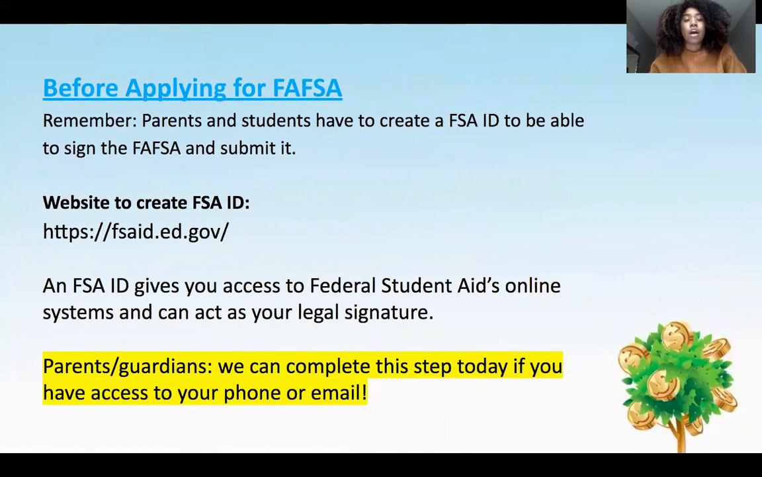Now, before applying to FAFSA, parents and students must create an FSA ID to be able to sign the FAFSA and submit it. An FSA ID gives you access to Federal Student Aid's online systems and acts as your legal signature. It is essentially your login into your application. A very simple process that can be done way before the application is even started.